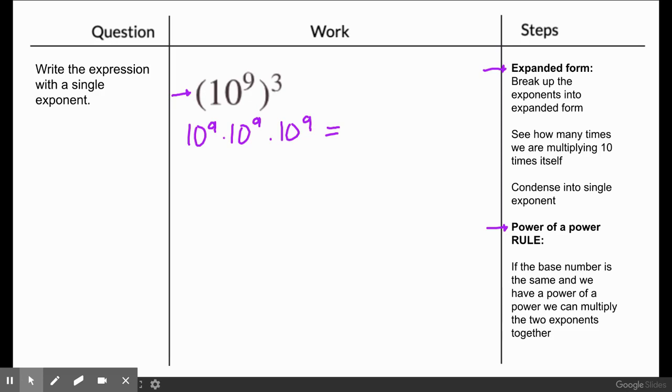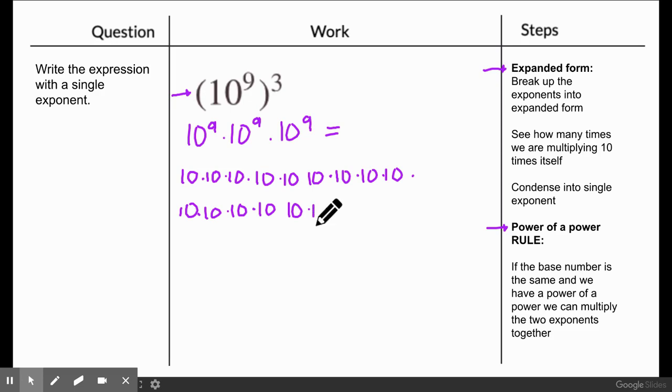I see that I have 10 to the power of 9 3 times. So the first one, I'm going to have 10 multiplied by itself 9 times. Now I have the second one multiplied by itself 9 times as well. I'm using multiple lines on this here because there are so many 10s that I'm running out of space.